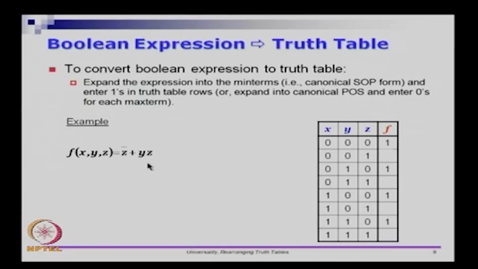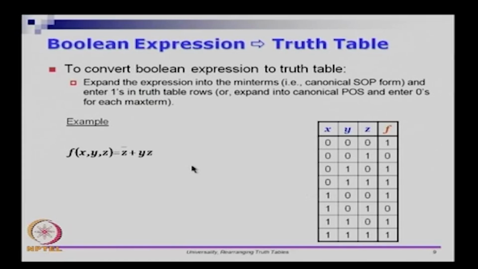Now let us look at yz. If this term becomes 1, then z bar plus 1 will be 1. So if both y and z are 1, f will become 1. Let us look at the rows where both y and z are 1. In this row both y and z are 1, and in the last row y and z are 1. So you have marked that. Now we have exhausted all the product terms, so all the entries we need to put in are already taken care of. Whatever is remaining must be zeros, so these two are zeros. This is one way to fill up the truth table.